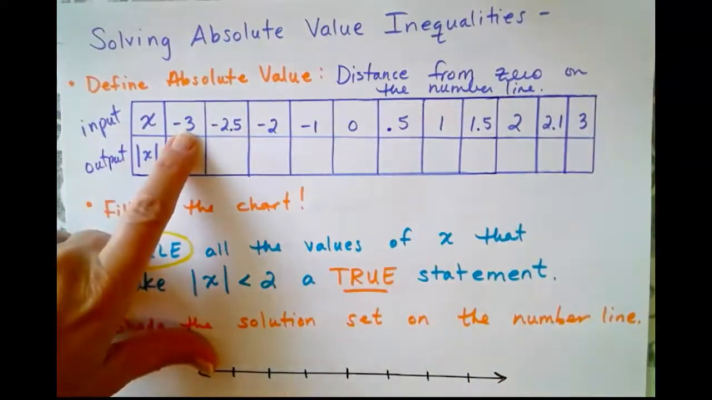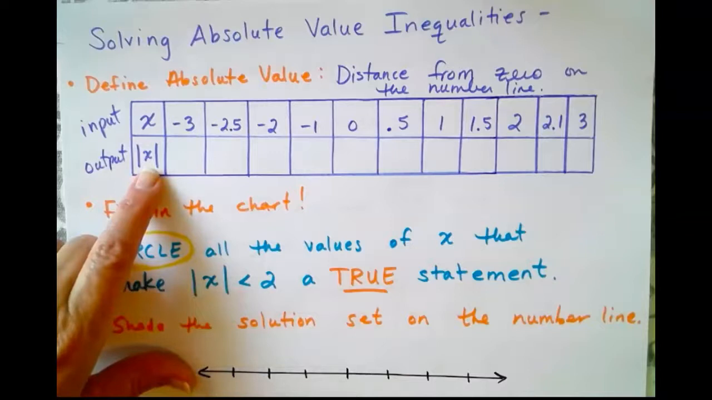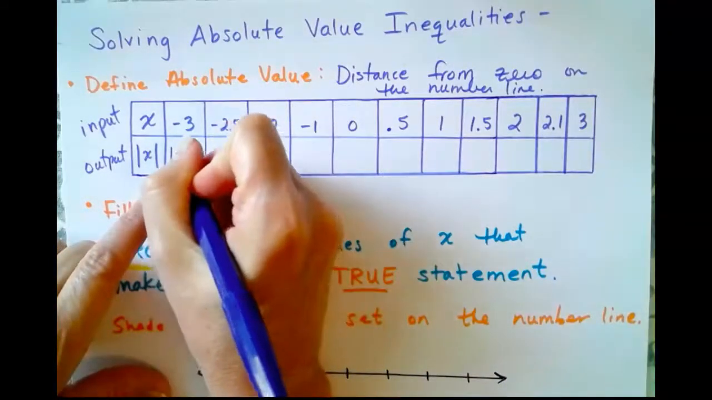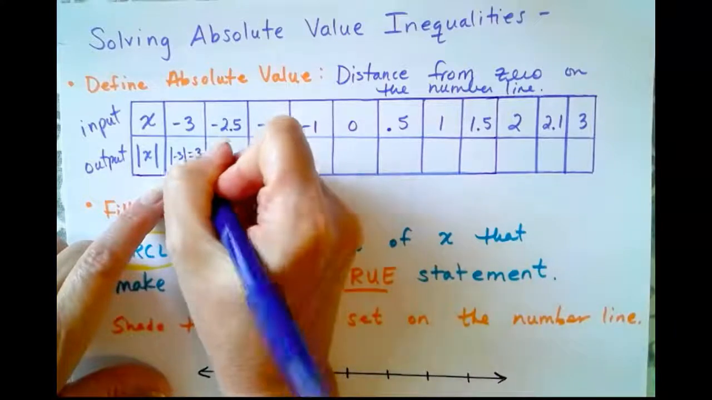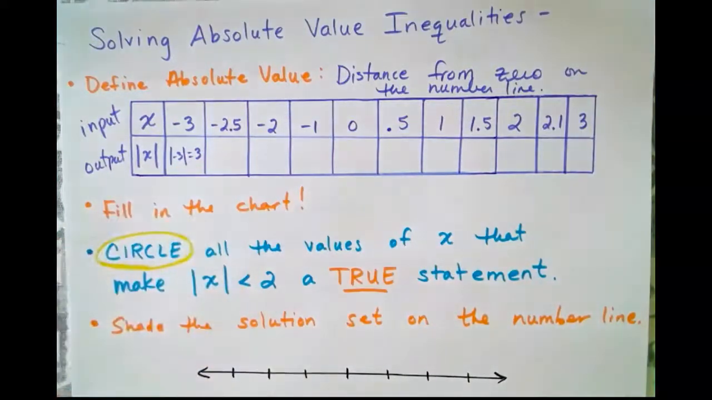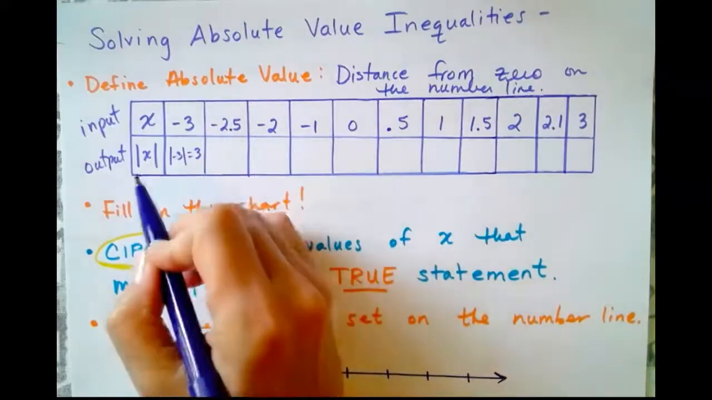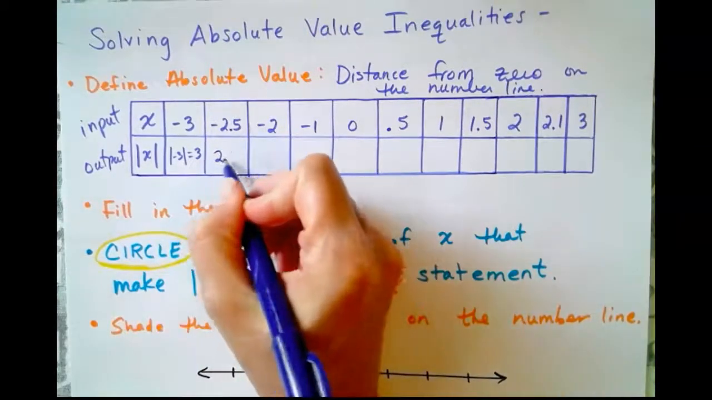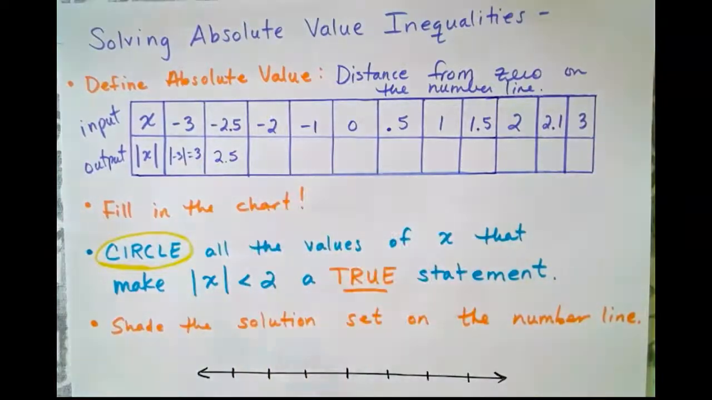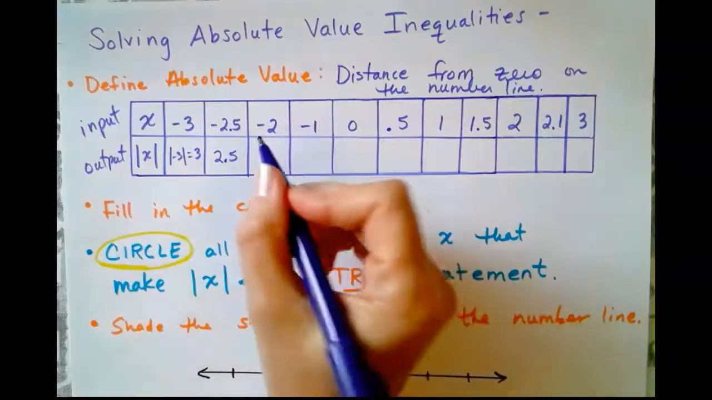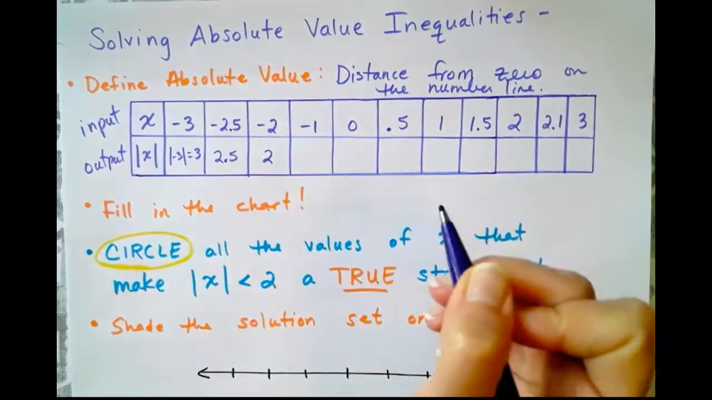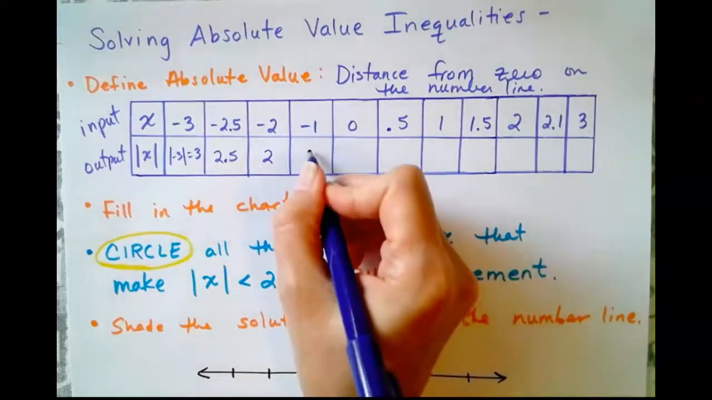So if x is -3, the absolute value of -3 is 3. Why? Because -3 is 3 units from 0 on the number line. If we plug -2.5 into the absolute value bars, we get +2.5. Why? Because -2.5 is 2.5 units from 0 on the number line. Plug in the -2, we get +2. Plug in the -1, we get 1.